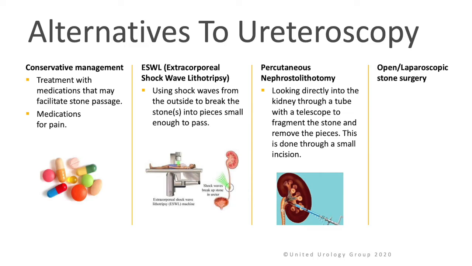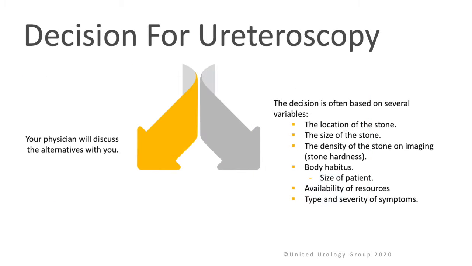Percutaneous nephrostolithotomy. This procedure looks directly into the kidney through a tube with a telescope to fragment the stone and remove the pieces. This is done through a small incision in the flank. Open or laparoscopic stone surgery. This is rarely done.